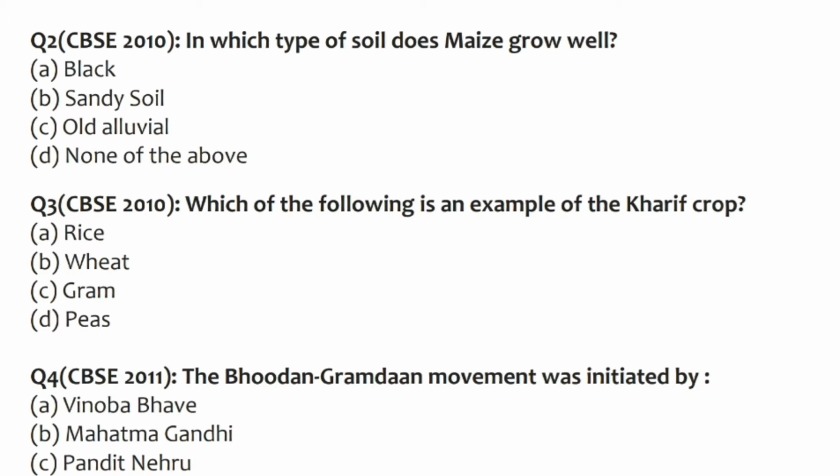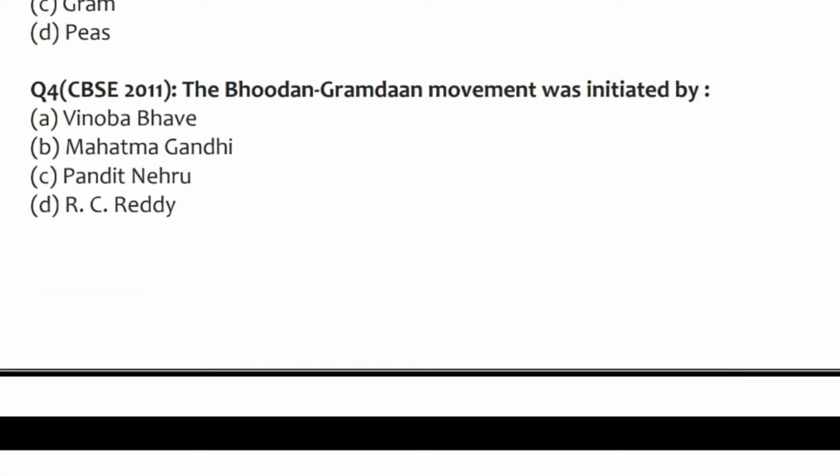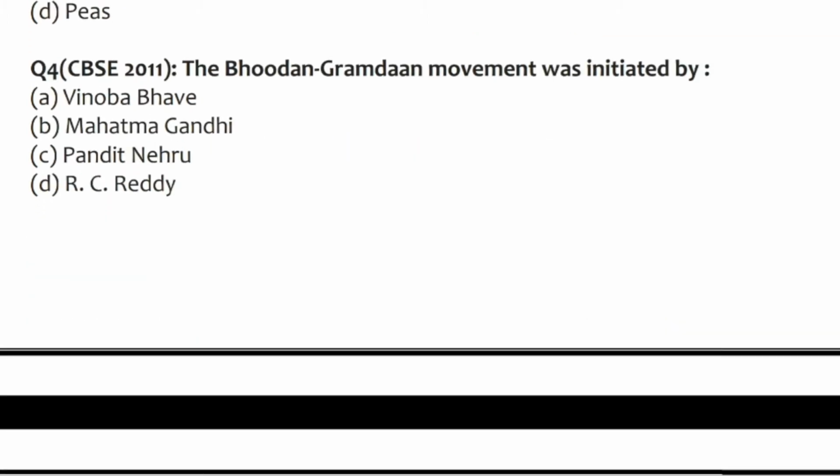3. Which of the following is an example of Kharif crop? A. Rice, B. Wheat, C. Gram, D. Peas. 4. The Bhoodan Gramdan movement was initiated by A. Vinoba Bhave, B. Mahatma Gandhi, C. Pandit Nehru, D. R.C. Reddy.